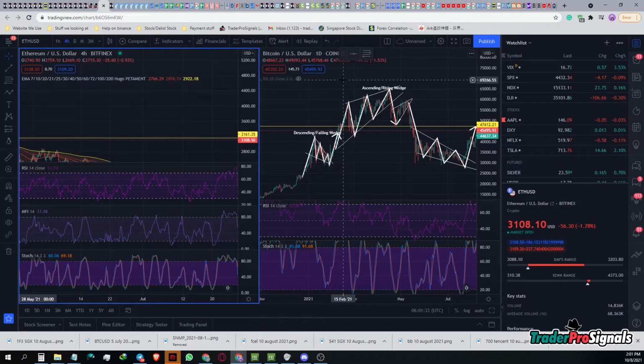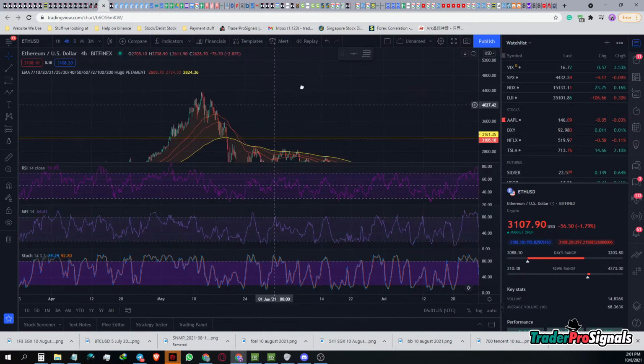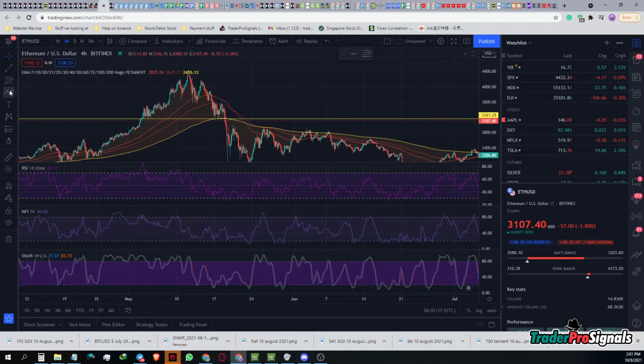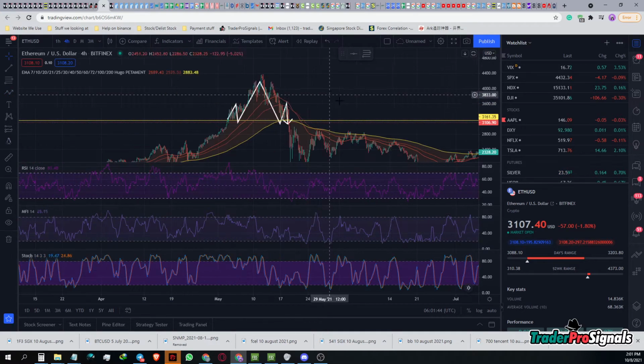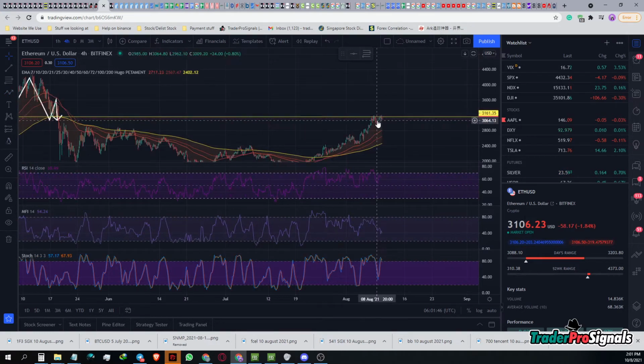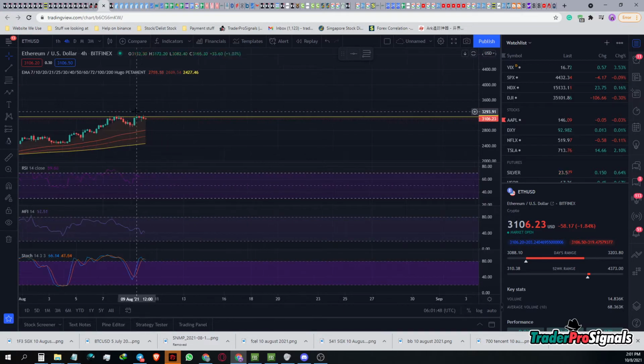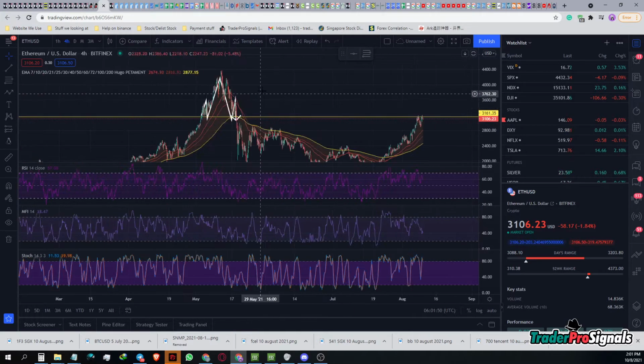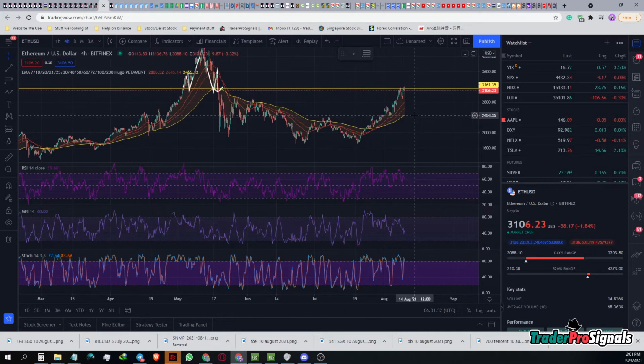Now for Ethereum reference, okay, the head and shoulders is actually very ugly. Okay, and then the market hit the price point already. Right now it's creating double top here. Okay, I will expect the market to come down now.